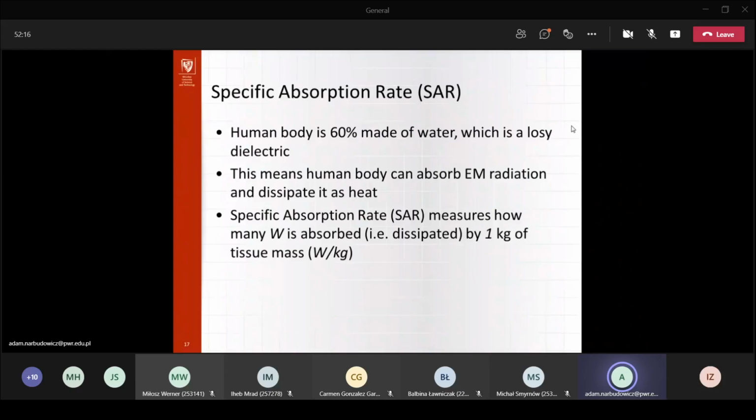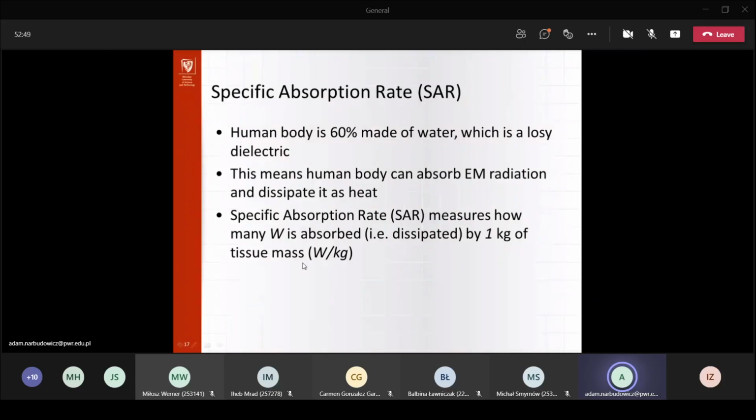So this is basically a metric which tells you how many watts of radio energy, actually it can be any form of energy. A similar metric would be used, for instance, for ultrasound, but here we're discussing that mainly in the context of radio signals, right? So, specific absorption rate tells you how many watts of energy are absorbed by 1 kilogram of tissue.